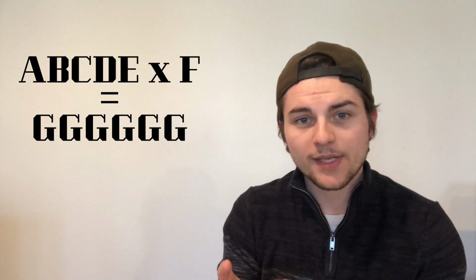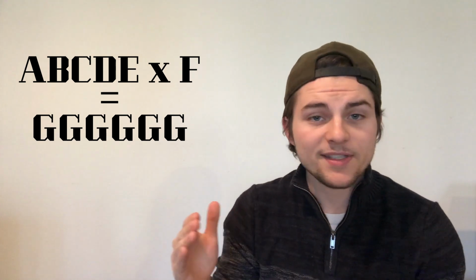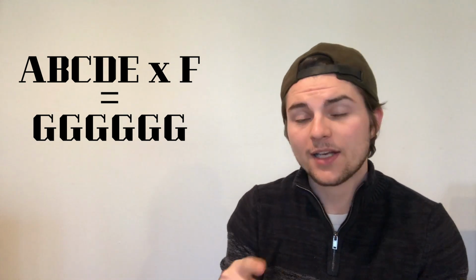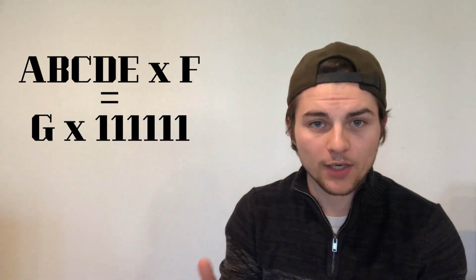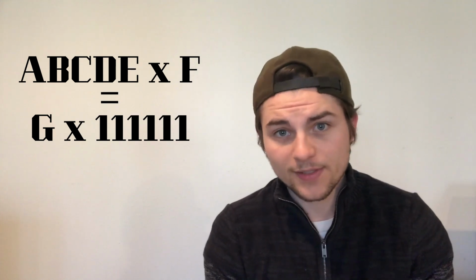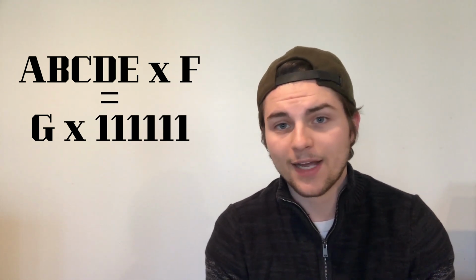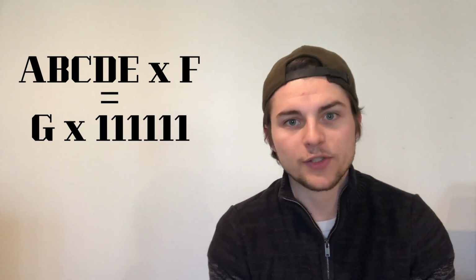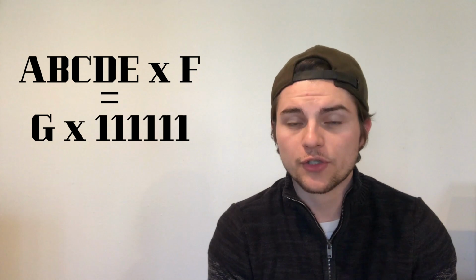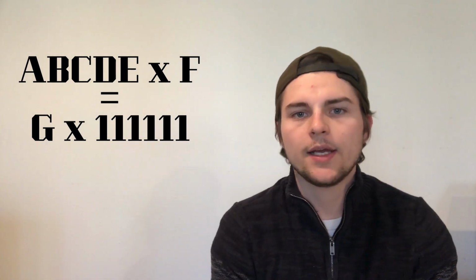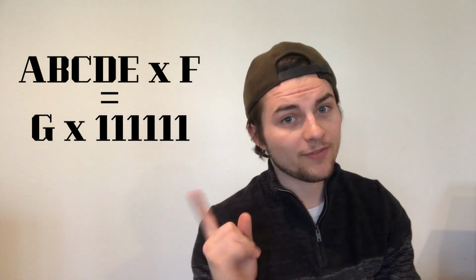The first thing we want to do is add some real numbers to this equation. So we can take A, B, C, D, E times F and equate it to G times 1, 1, 1, 1, 1, 1. That's essentially the same thing as saying whatever number G is times 111,111 equals G, G, G, G, G, G. It makes this easier because we can reduce down to just one variable G, and we're just multiplying by 1, which is the property of identity.